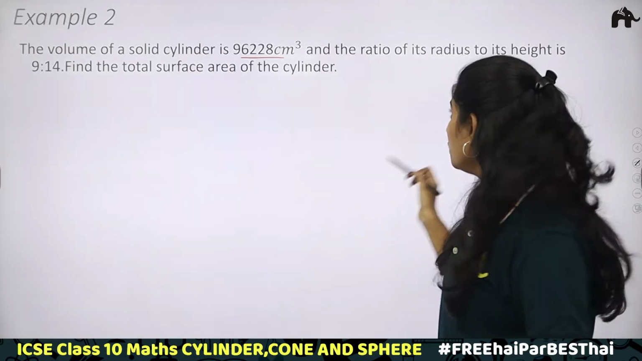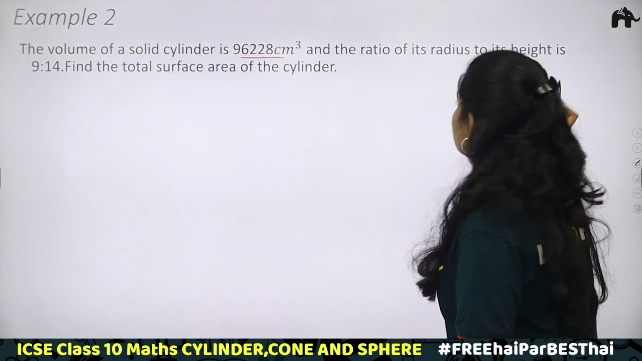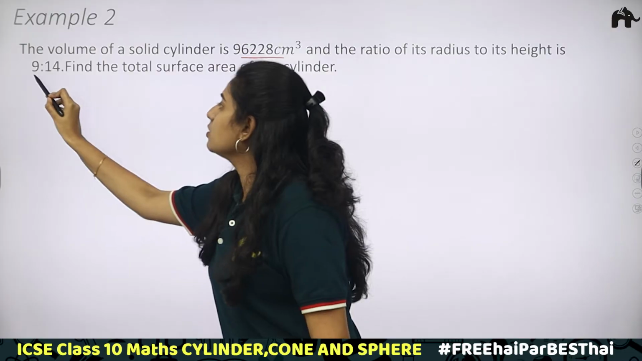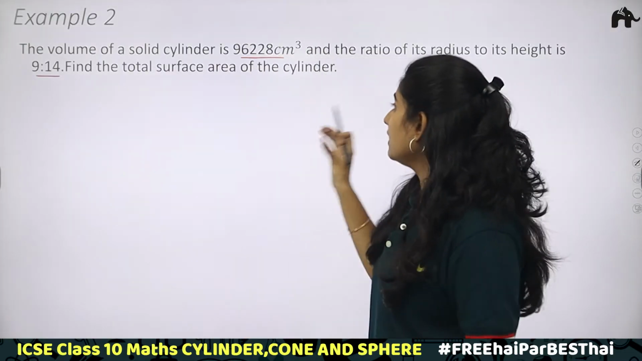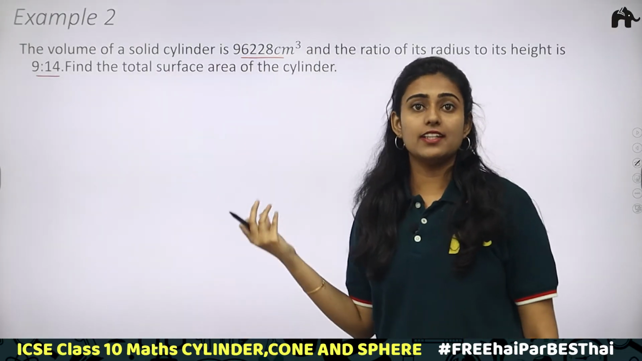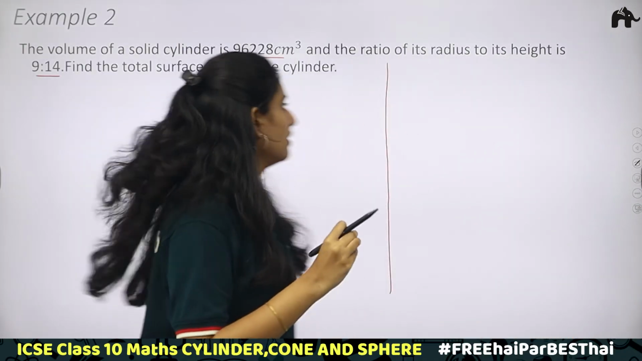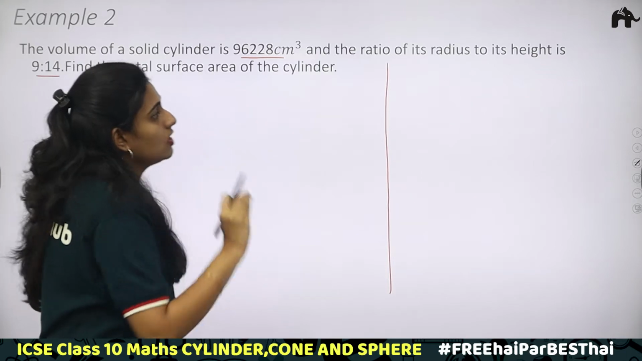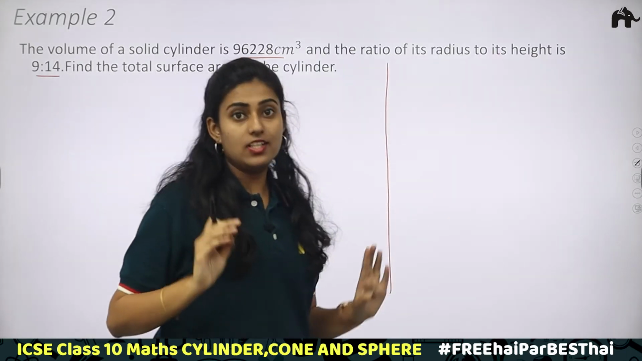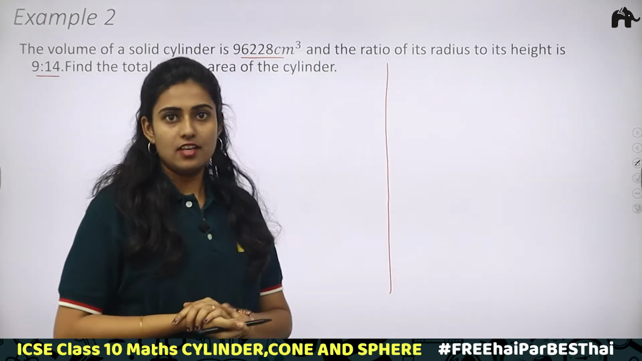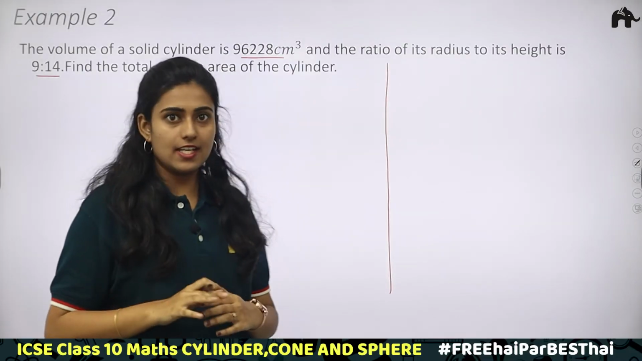Second example, the volume of a solid cylinder is 96,228 centimeter cube and the ratio of its radius to its height is 9:14. Find the total surface area of the cylinder. We need to find the total surface area of cylinder. Here, given the ratio of radius and height, we need to find the radius and height. We don't know the exact values of radius and height.